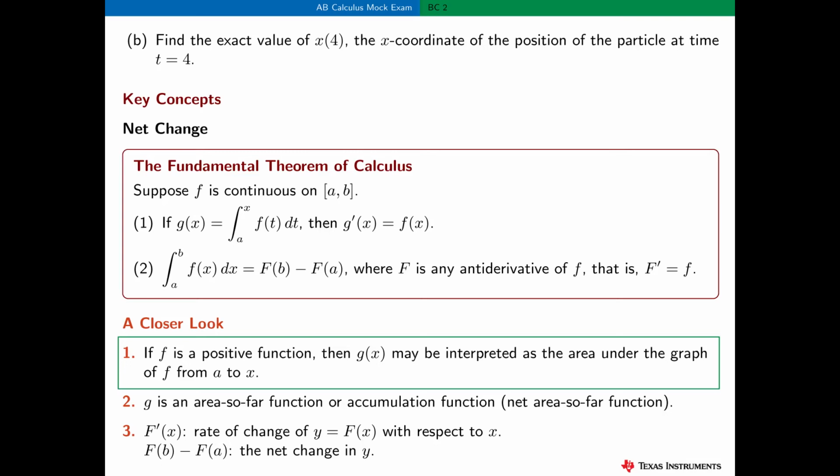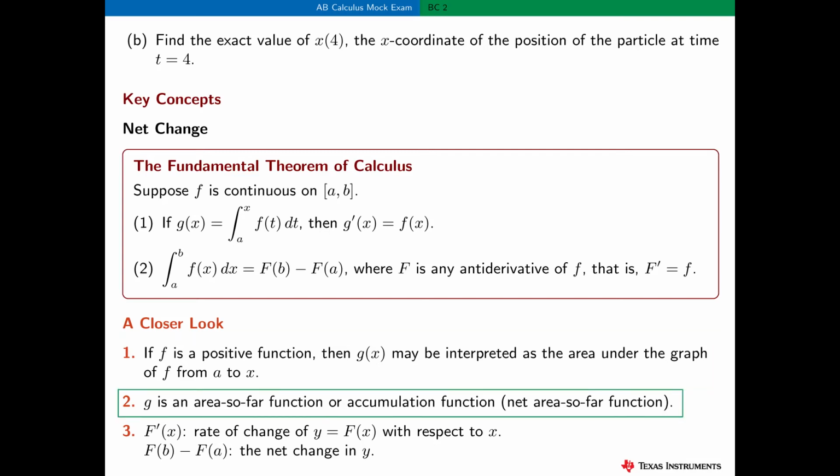Therefore, I like to interpret g as an area so far or accumulation function. Note that if f is continuous on a to b, with positive and negative values, then the function g is really a net area so far function.